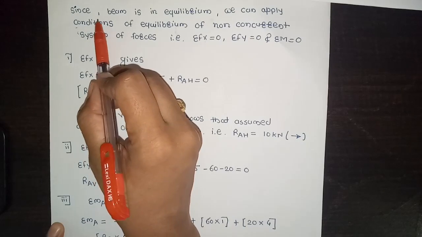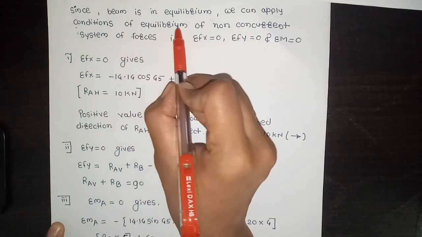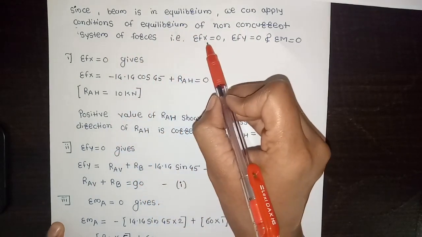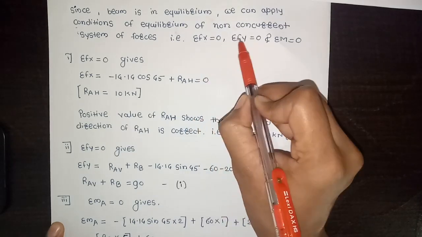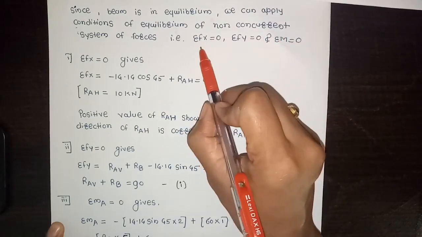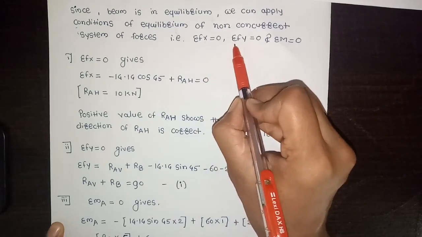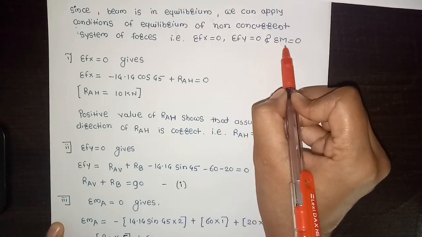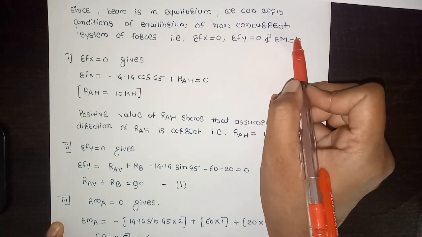Then second step, since beam is in equilibrium, we can apply conditions of equilibrium of non-concurrent system of forces. That is, there are three conditions of equilibrium: summation Fx is equal to 0, summation Fy is equal to 0, and summation moment is equal to 0. Summation Fx is the algebraic sum of all x components, summation Fy the algebraic sum of all y components, and summation moment the algebraic sum of all moments, either clockwise or anti-clockwise, is equal to 0.